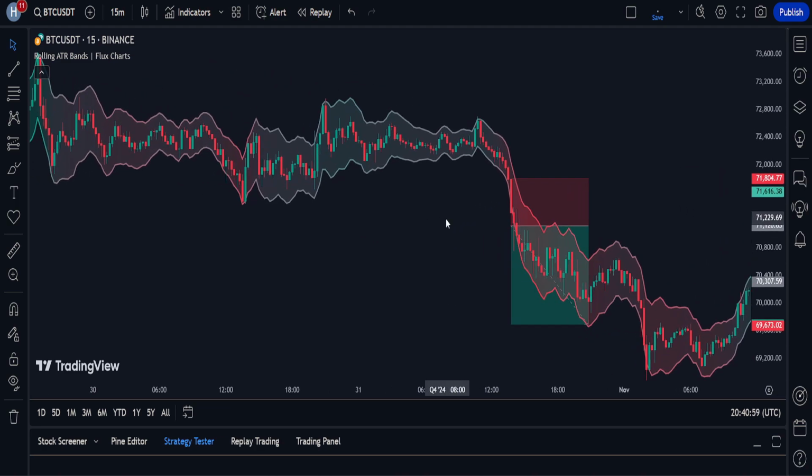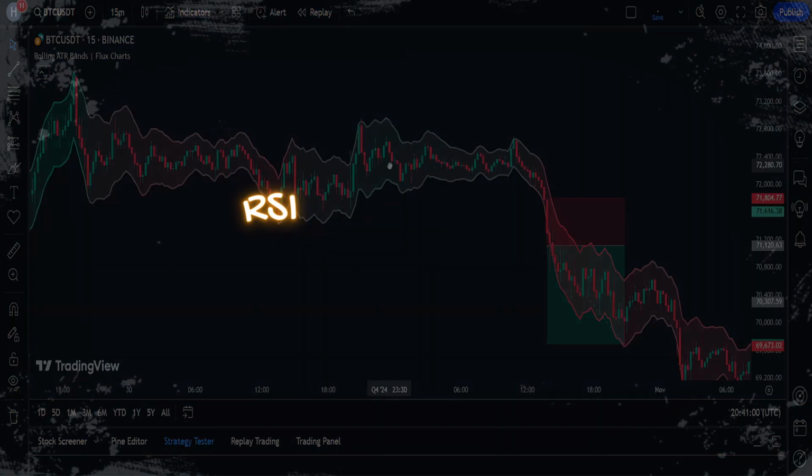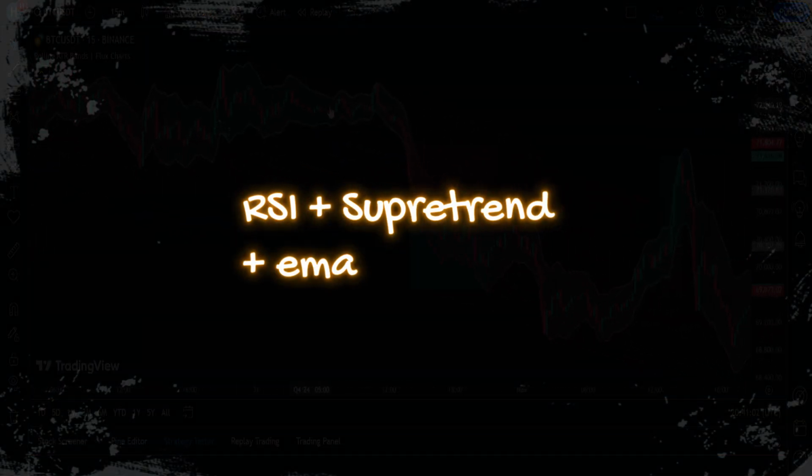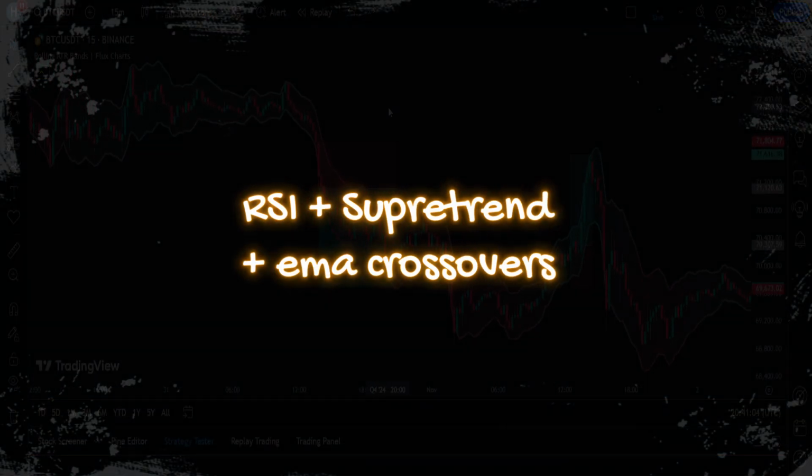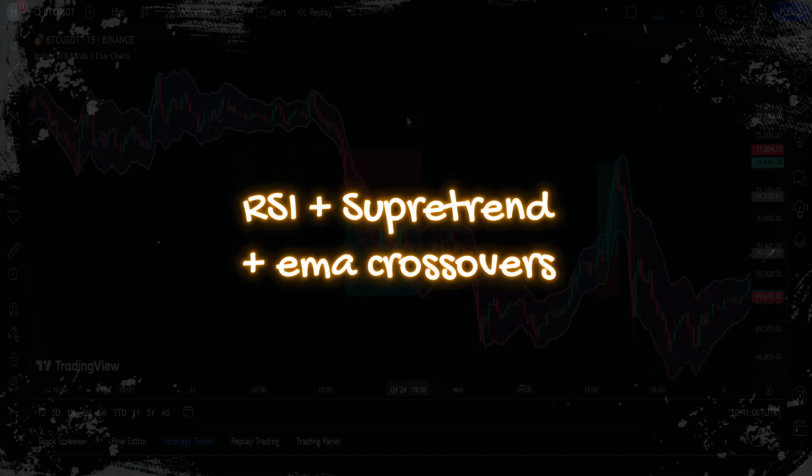But this is not all. This indicator also combines RSI, Supertrend and EMA crossovers to calculate a score for evaluating the strength of trends going on in the market.